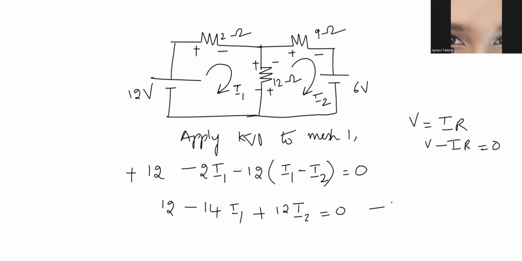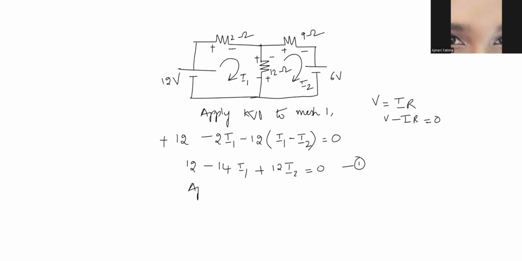Let me just apply KVL to mesh 2. How will you do? If you see second mesh, it will be again plus 2 minus, a drop. So minus 9I2. Whenever you are taking resistance, you should multiply it with current. And this is plus 2 minus, no? So if it is plus 2 minus, it's a drop. So minus 6. Voltage is there, no? I'm not going to multiply it with current.